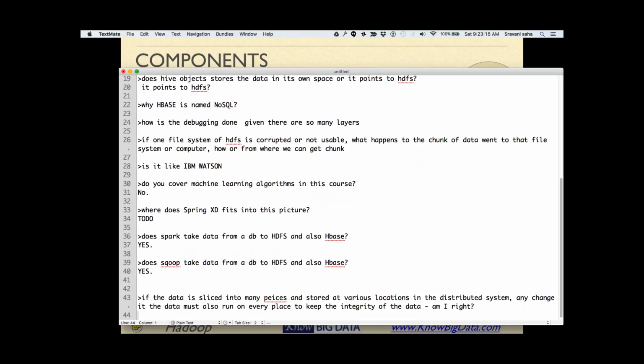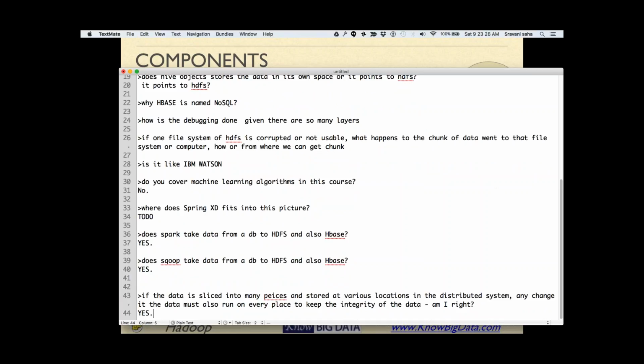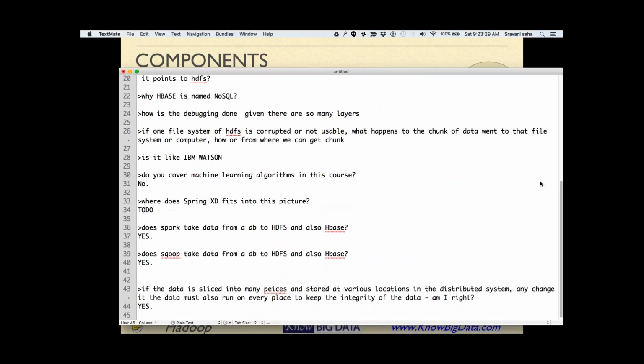So Biswa's question is, if the data is sliced into many pieces and stored at various locations in a distributed file system, any change in the data must also run in every place? Yes. Okay. We will talk about it in a while. Let me just finish the questions.